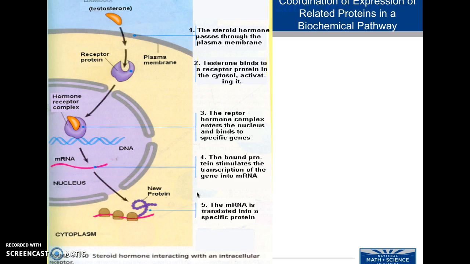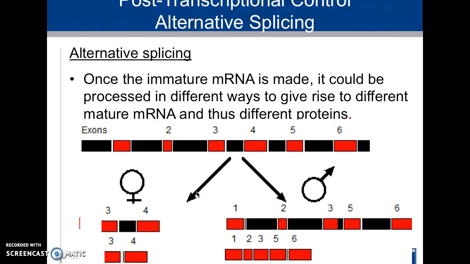So another control is going to be external hormones. You can look through this on your own. Okay, so those are all pre-transcription and translation controls.